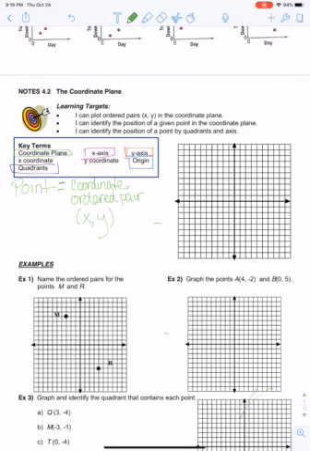All right, today we're going to be talking about graphing using the coordinate plane. You're going to be asked to plot points using those ordered pairs, identify the position of the point on a coordinate plane, and identify the position using quadrants and axes. So let's talk about some key terms.